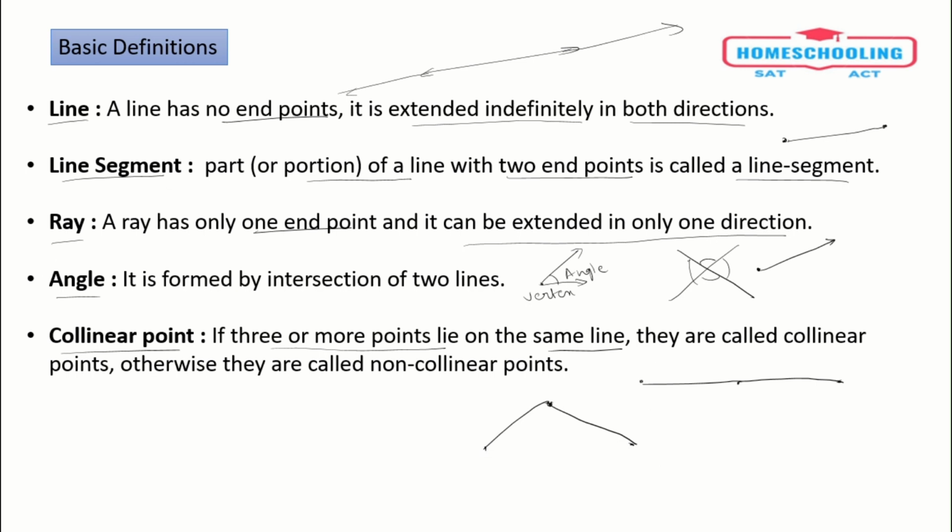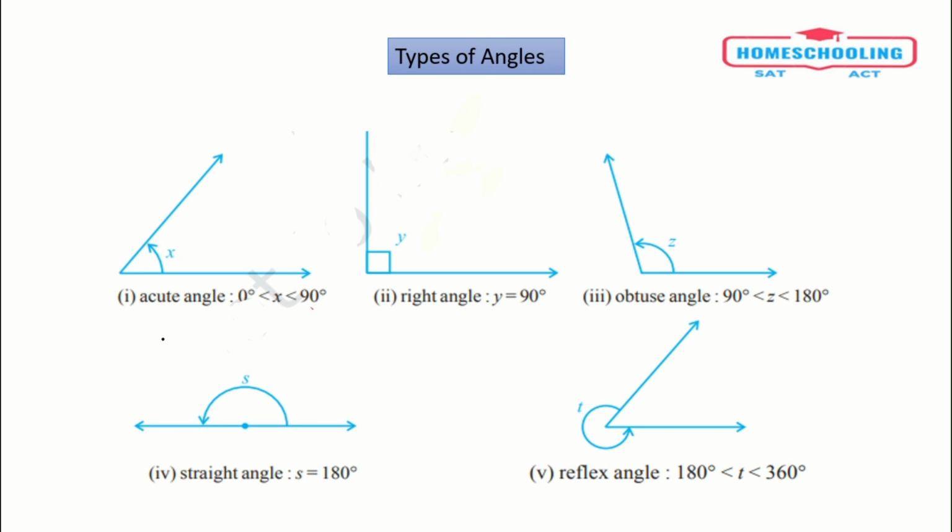Now let's move on to the next types of angle. So first angle is acute angle. Any angle that is greater than 0 degree and less than 90 degrees. So any angle like 0.5 degree or 89.9 degree, anything that is less than 90 degree and more than 0 degree is called an acute angle. Right angle, when one line is perpendicular to another line, then the angle between those two lines is called a right angle.